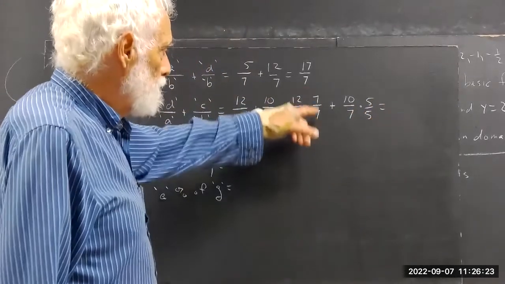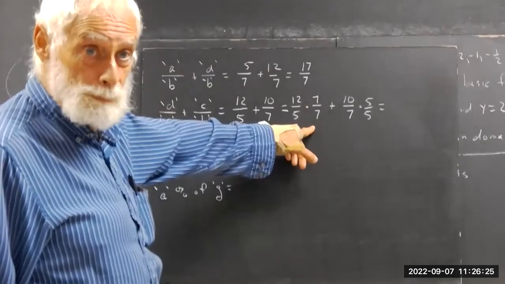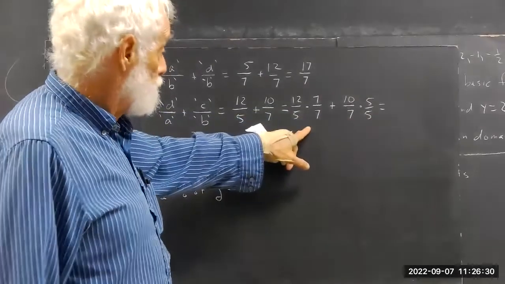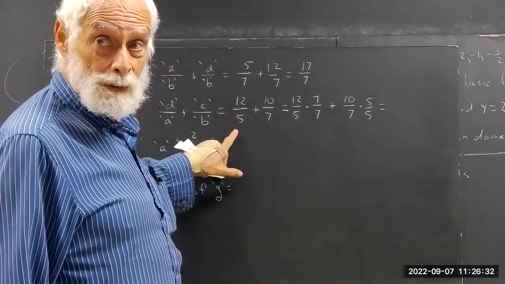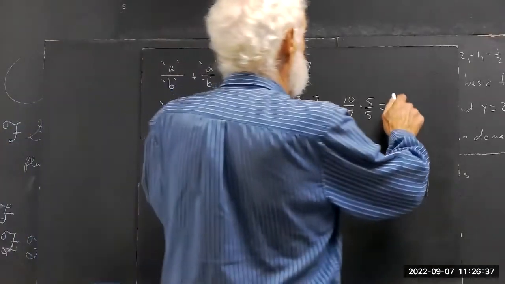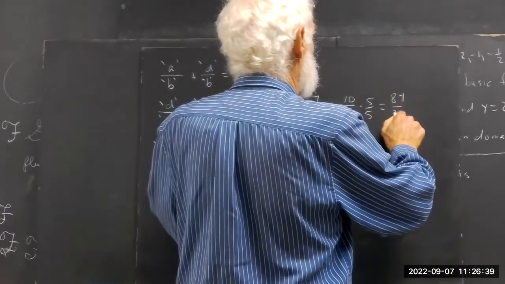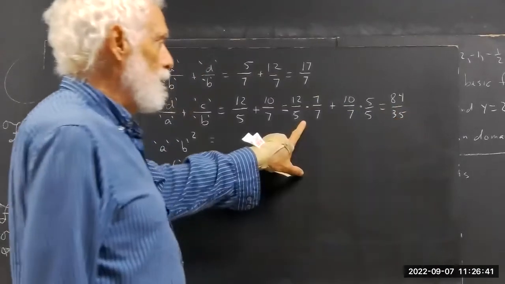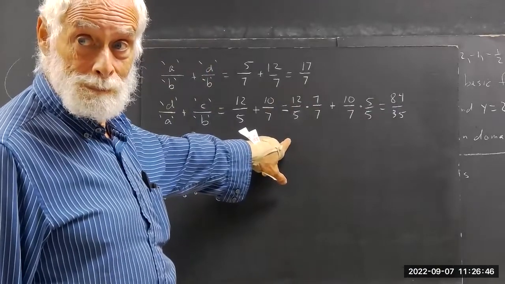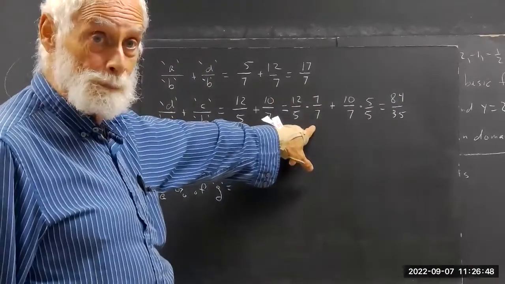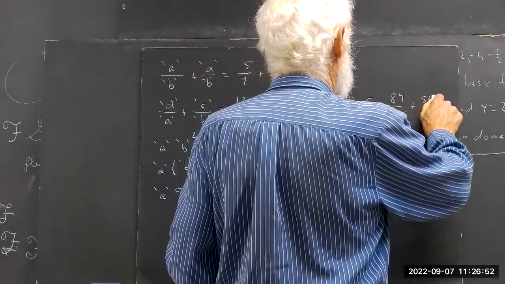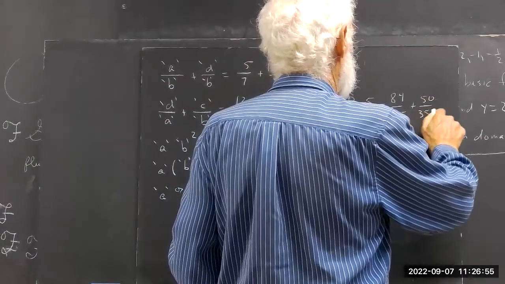Now, when I multiply by 7 over 7, I'm multiplying by 1. When I multiply by 5 over 5, I'm multiplying by 1. So this is still equal to 12 fifths, but it's going to look different. It's actually 84 over 35. And if you reduce this, it will reduce down to 12 fifths, because again, you multiplied by 1. Okay, 10 over 7 times 5 over 5 is 50 over 35.